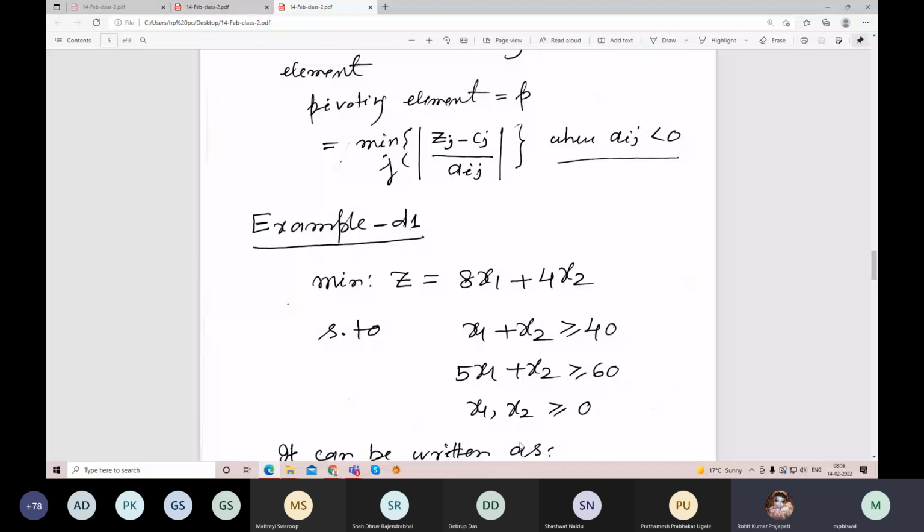Maximum number of iterations: how many will it take? Tell me. This type of problem, if you are solving by the simplex method, how many iterations will it take at maximum? This size of problem, only 2 variables, 2 inequalities like that. So how many iterations? 1, 2, 3, 4, 5. How many iterations will it take?